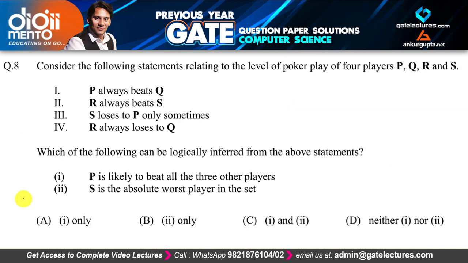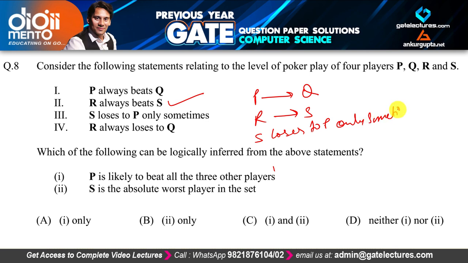Now question number 8 says, consider the following statements relating to the level of poker play of 4 players. P beats Q. R beats S, and S loses to P only sometimes. So it might happen that P wins sometimes from S. And R always loses to Q.